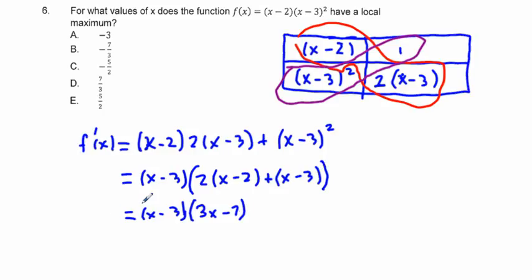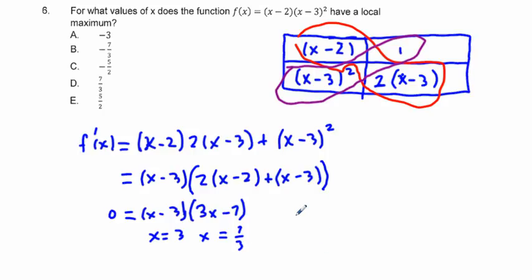So if we set this equal to 0, our critical numbers are going to be x equals 3, and when we set 3x minus 7 equals 0, we have x equals 7 over 3. So those are our critical numbers.